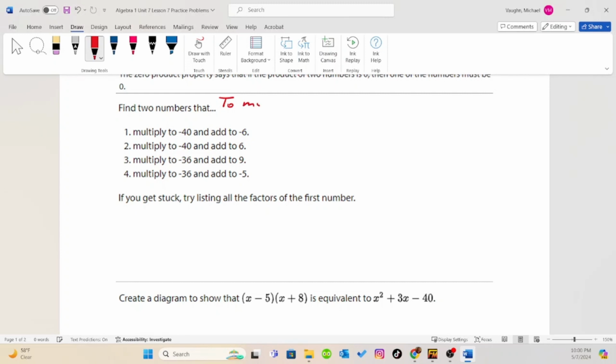To multiply and get a negative, you must have a negative and a positive.